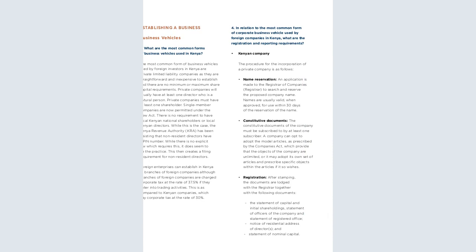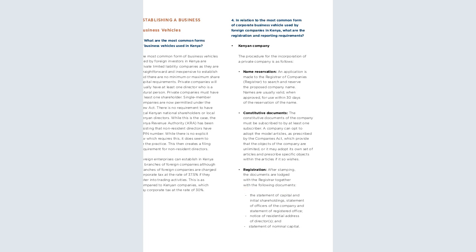Now, in relation to the most common forms of business vehicles used by foreign companies in Kenya, what are the registration requirements? What are the requirements of starting a company? The first thing is a Kenyan company. The procedure for the incorporation of a private company in Kenya is as follows. Number one is the name reservation. In the name reservation, an application is made to the registrar of companies, called the registrar, to search and reserve the proposed company name.